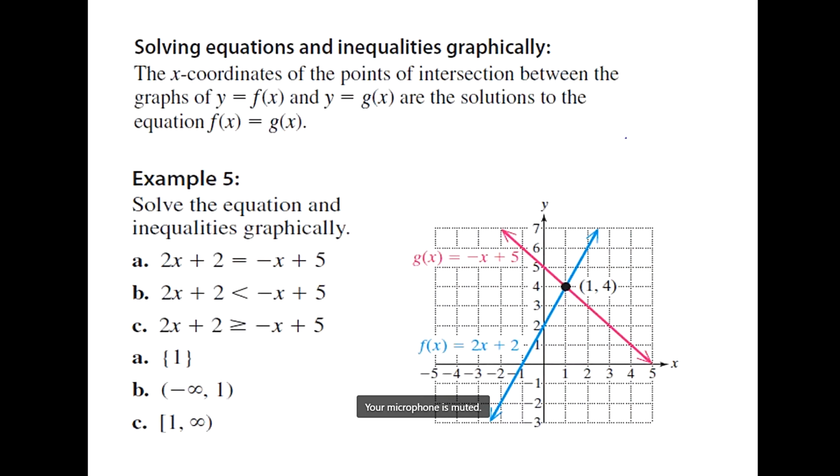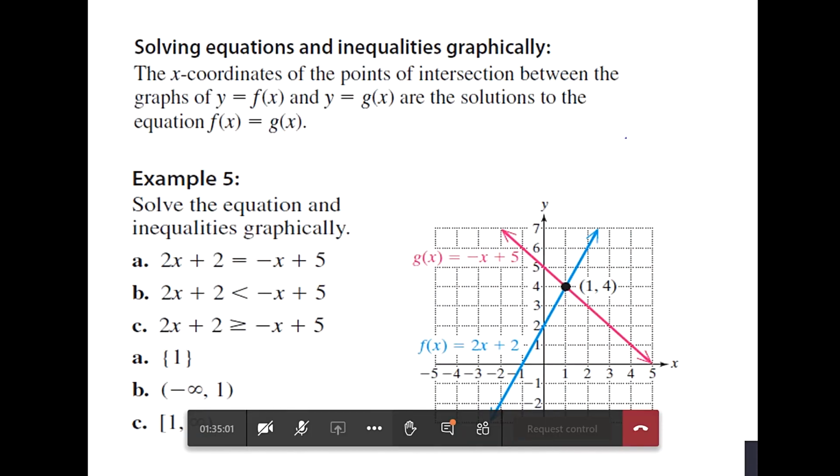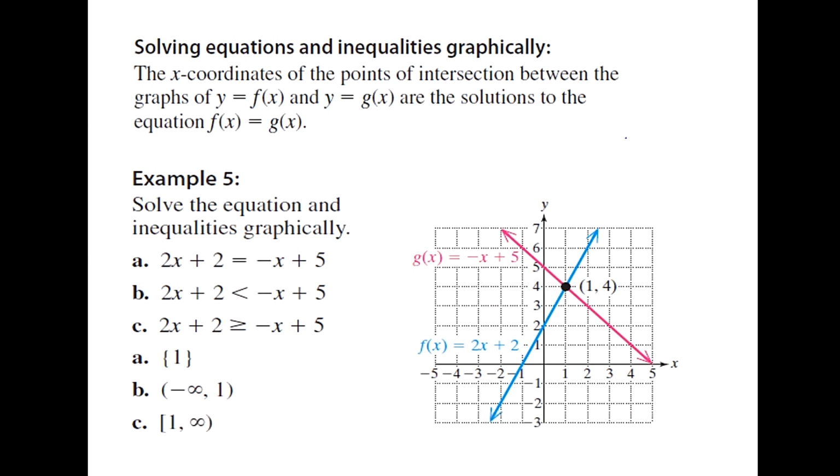Now, to find the intersection between two graphs, two functions or two lines, any intersection point for any two functions f of x and g of x, this means we set f of x equal g of x. If we solve the equation f of x equal g of x, we find the intersection point.